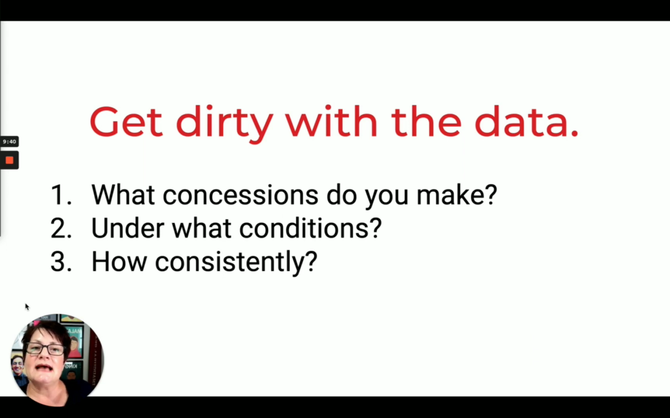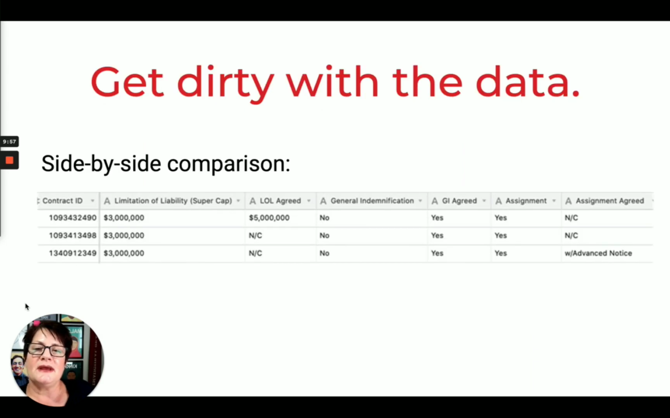Now that you have all that data into the system, you want to really dig in and analyze under what conditions are you deviating from your standard terms. What do those deviations look like? How frequently are you making those deviations? Do the way those deviations look change depending on certain conditions being present?